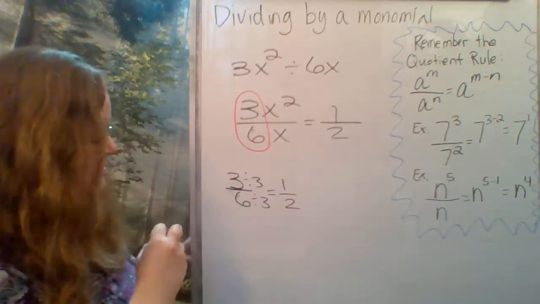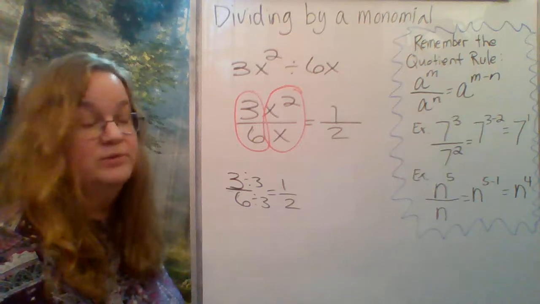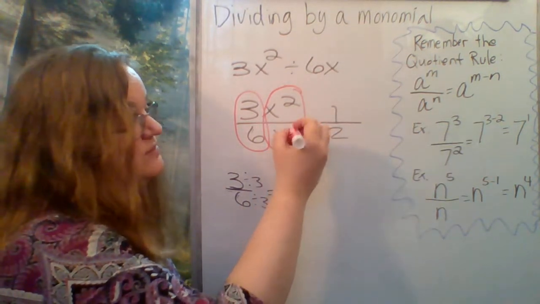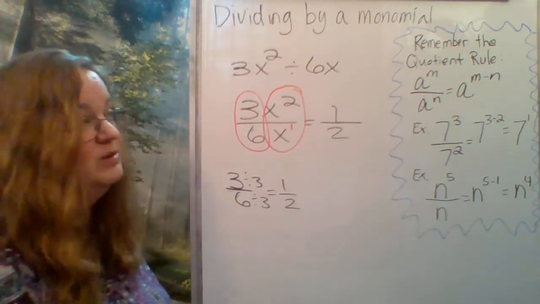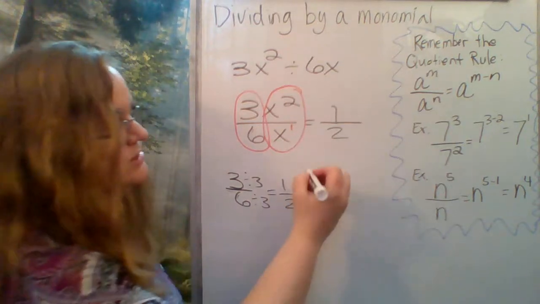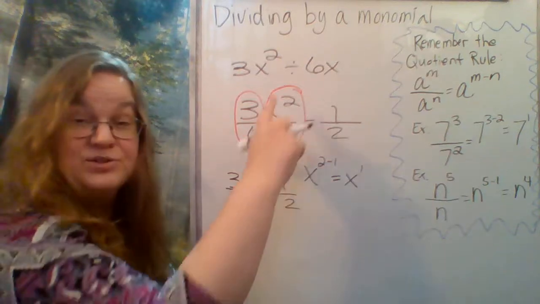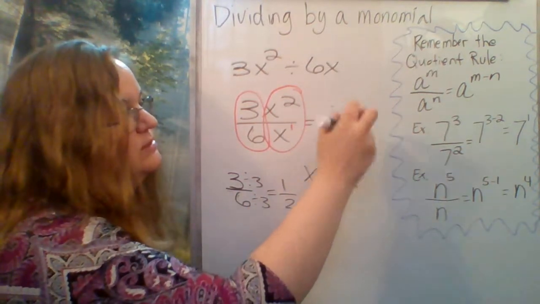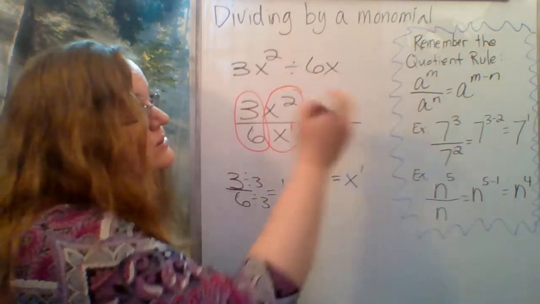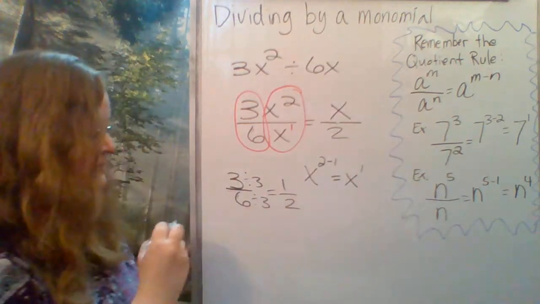Okay? Now you're going to go back and take a look at your variables. Now this has an exponent of 2. This is just x. Remember, if it's just a variable, the exponent is going to be 1. So 2 minus 1 is what I'm trying to do. So x to the 2 minus 1 is just x to the 1. My answer to my quotient rule, remember, we're always going to put in the numerator. And so it's just x to the first, or x. So the answer to 3x squared divided by 6x is x divided by 2.